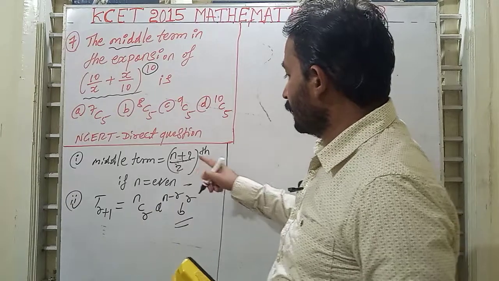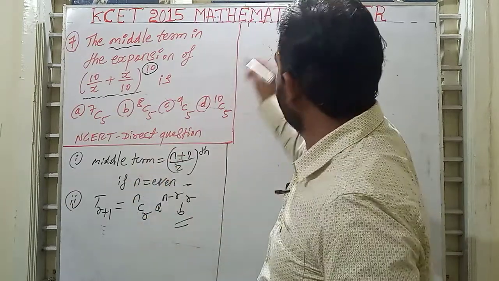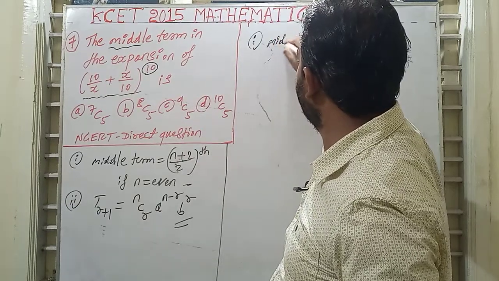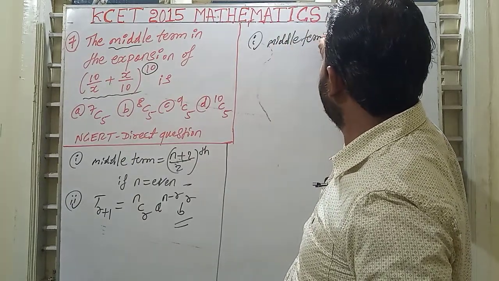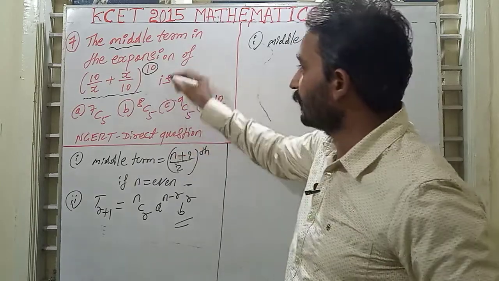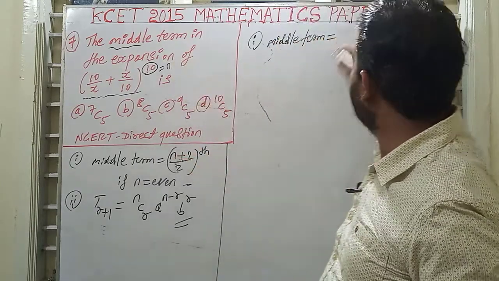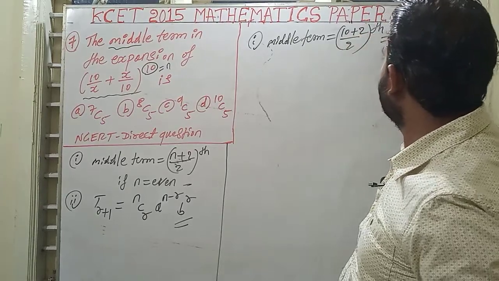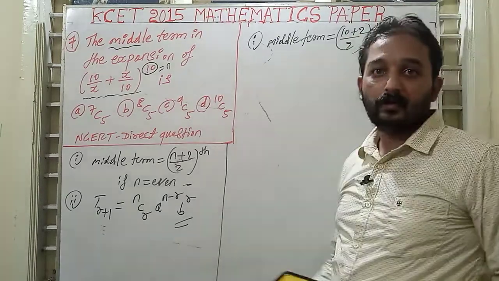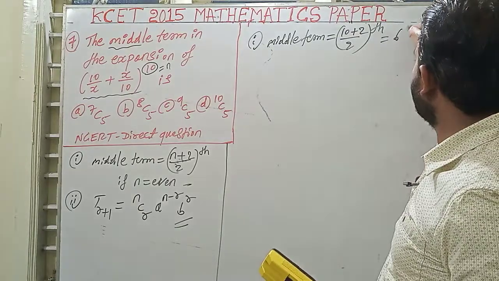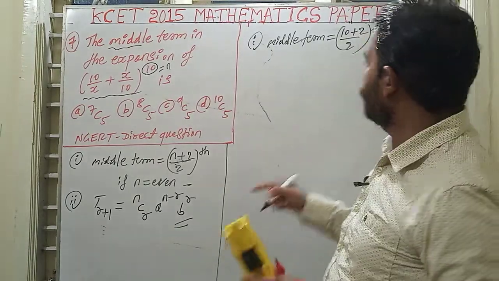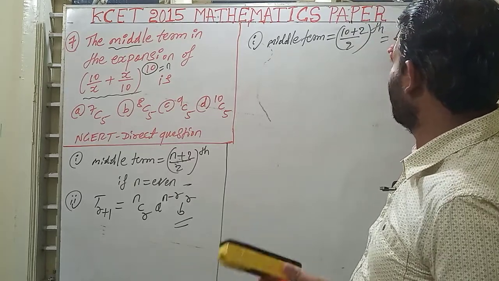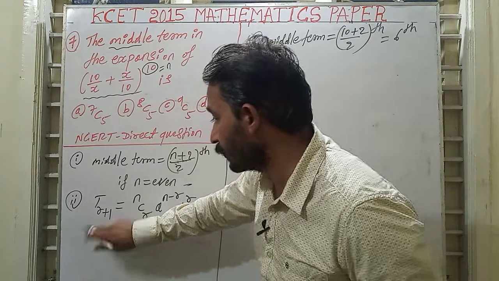So here first, which term is the middle term? n is even, so the middle term becomes (n+2)/2. Substitute the n value: n is 10, so (10 plus 2) divided by 2 is 12 divided by 2, which is 6. The sixth term is the middle term. So now put the values: for the sixth term, put r is equal to 5.